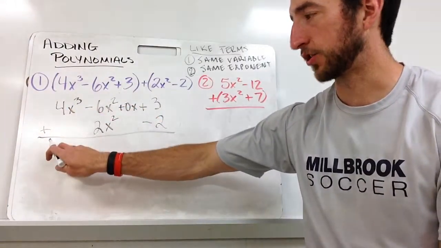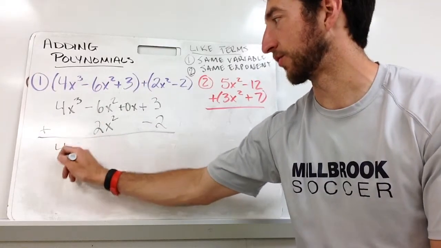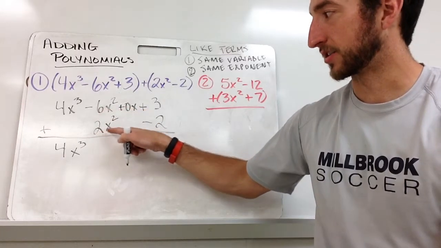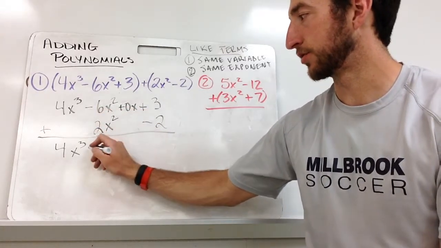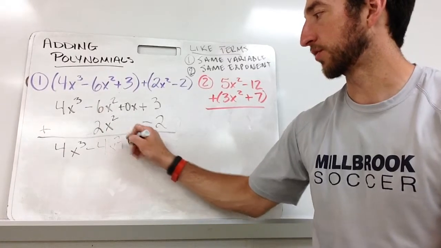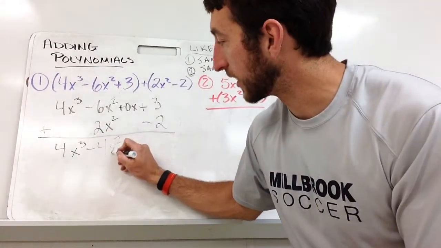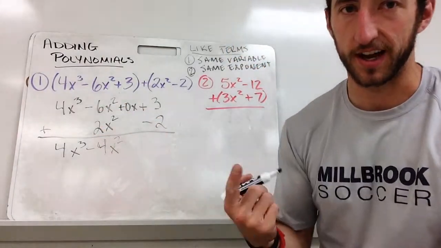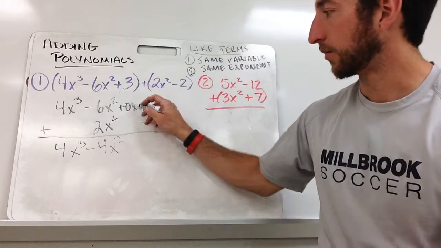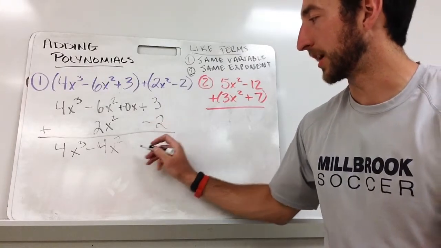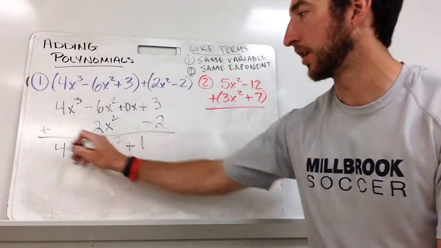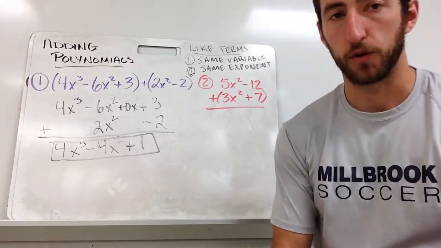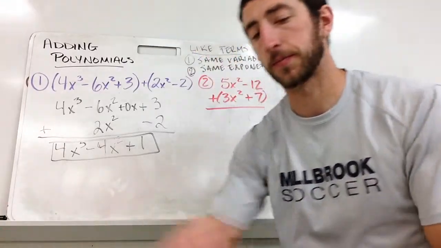Alright, so my 4x cubed doesn't add with anything else, so it just stays as 4x cubed. Now I've got negative 6x squared plus 2x squared, so that is a negative 6 plus 2, which is a minus 4x squared. The variable and the exponent stay the same because they're like terms, so all you're doing is adding or subtracting the coefficient. We don't have anything there, and then I have 3 minus 2, which is plus 1. So that would be my answer for adding those two polynomials.